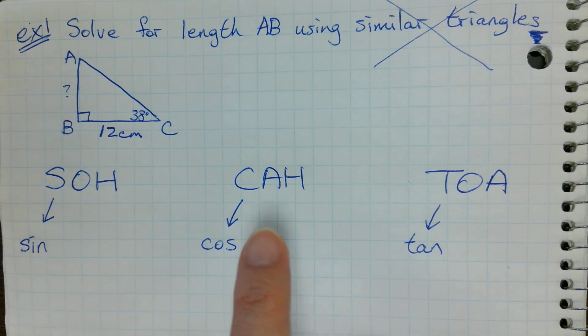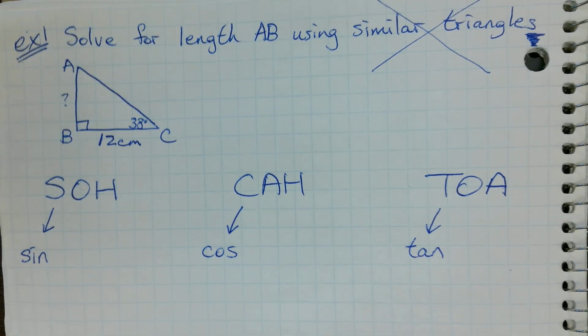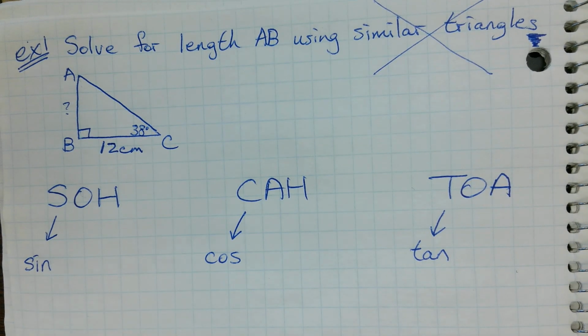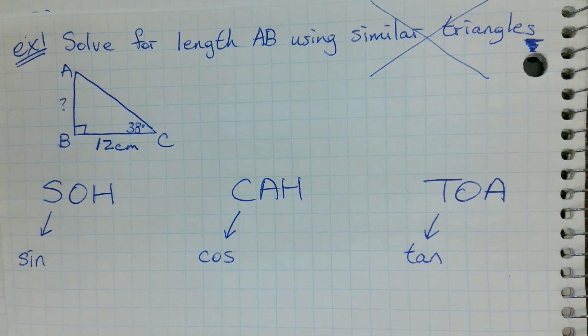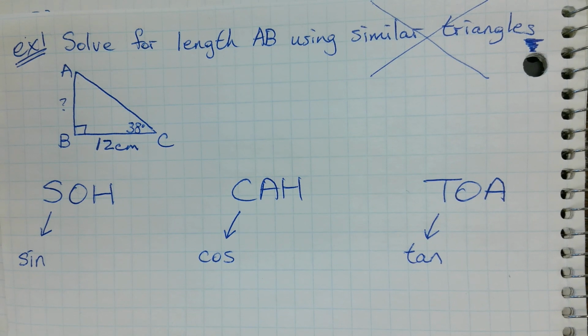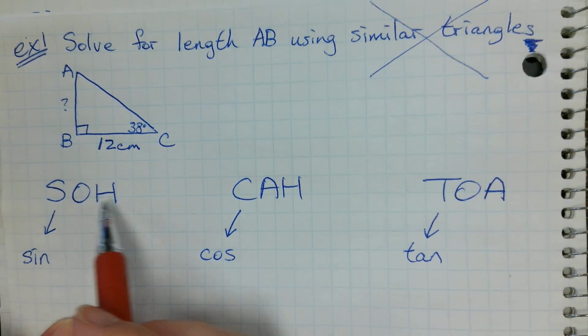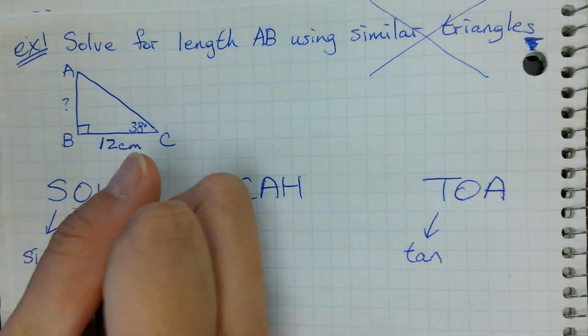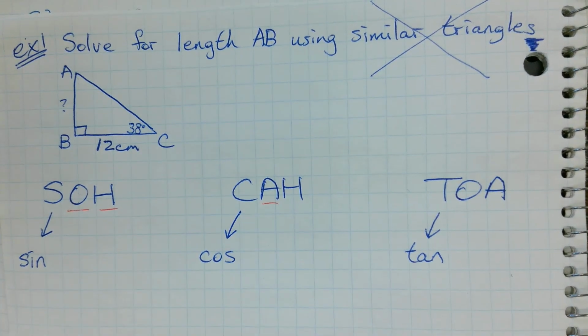Okay, so we know what S, C, and T stand for, but then what about the O and H? What are those? Make sure you pay attention to today's lesson. Your test is basically based on this. Sin equals O divided by H, right? Yes, and we'll get to that. What is O? What is H? What is A? What do they stand for?